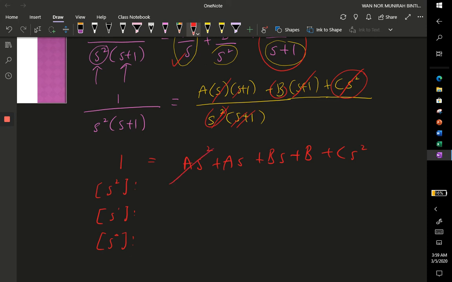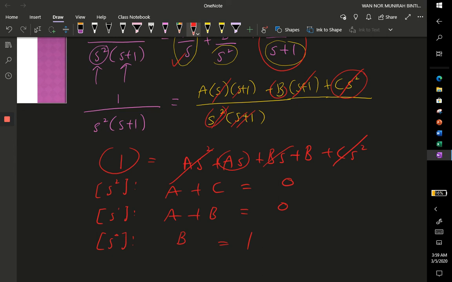For coefficient of s square, I have A plus C equals to 0. We don't have any term of s square here. Okay, for s to the power of 1, I have A plus B equals to 0 also. And s to the power of 0 equals to B. B equals to 1. Right. So B equals to 1.